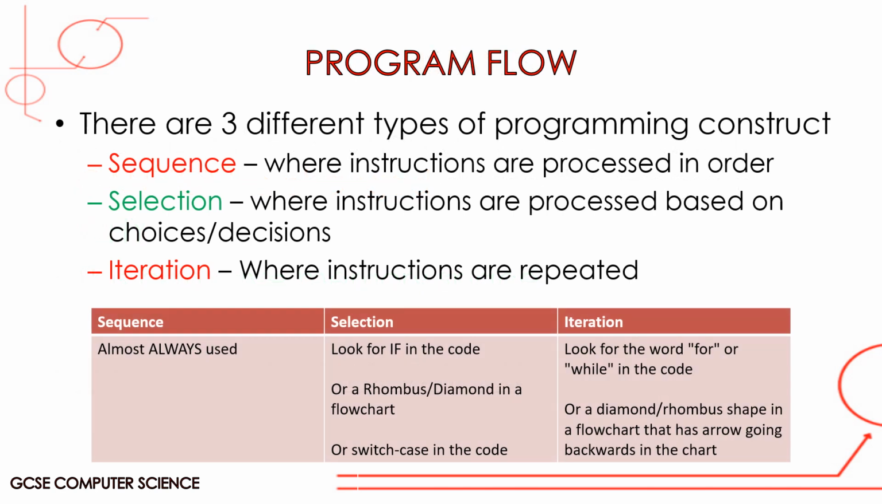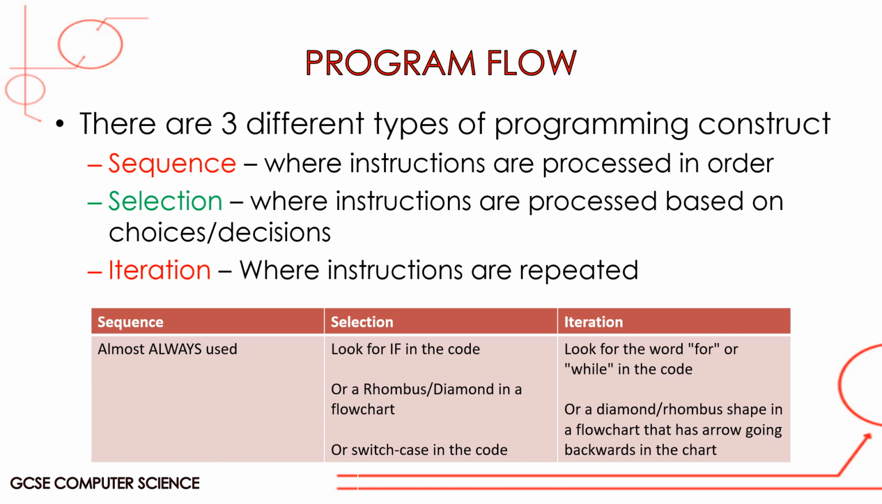Program flow is how the program actually flows between line 1, 2, 3, 4, 5, whichever order the instructions run in. There are 3 different types of programming construct: sequence, selection, and iteration. Sequence is where instructions are processed in order, selection is where there is a decision to be made, and iteration is where instructions are repeated.